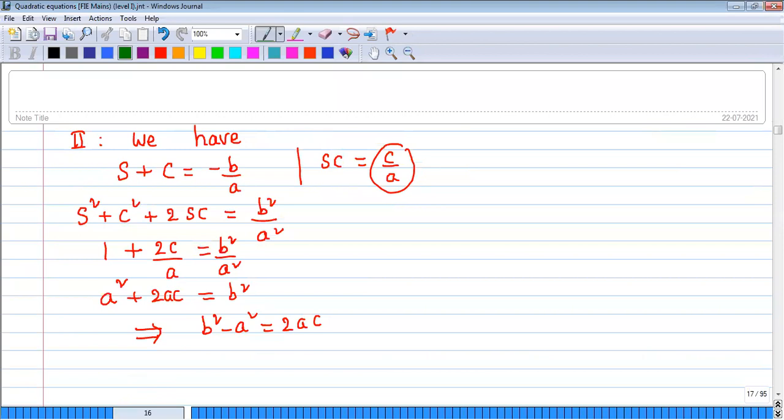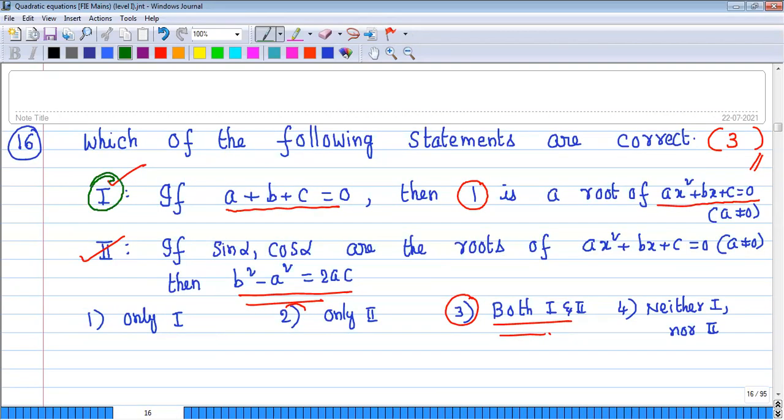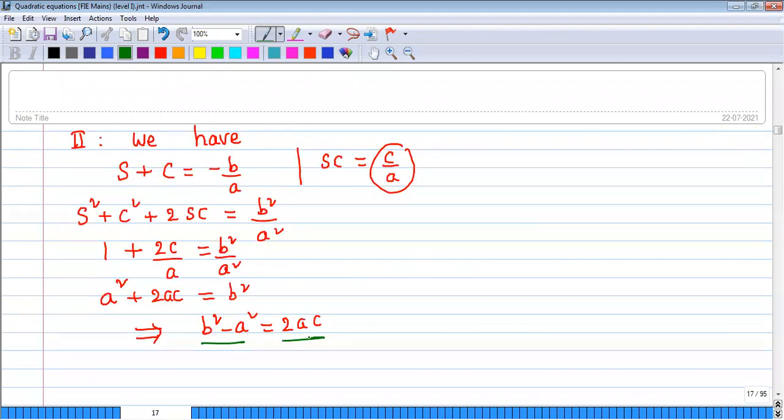So now the 16th question. You check it now. This is the correct statement only. First one, they are independent. The second is not dependent on the first. Both are independent statements. That's why I won't discuss those. First is correct only. The second one is separately sin alpha, cos alpha the roots. By eliminating we get b square minus a square is equal to ac. So both are correct only. I proved it in the second. If sin and cos are the roots of the equation ax square plus bx plus c is equal to 0, this is the condition.